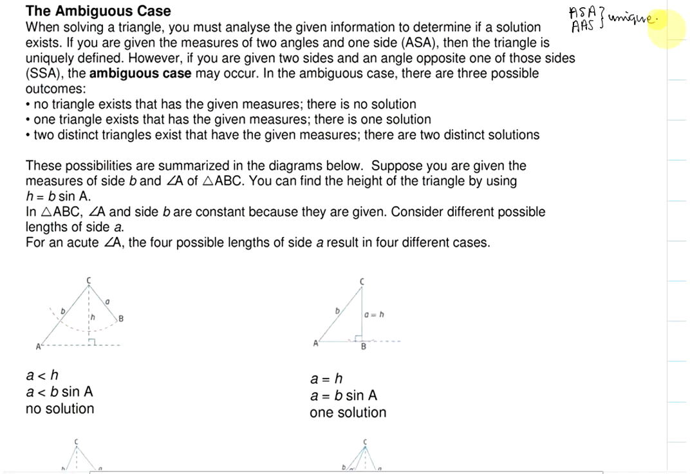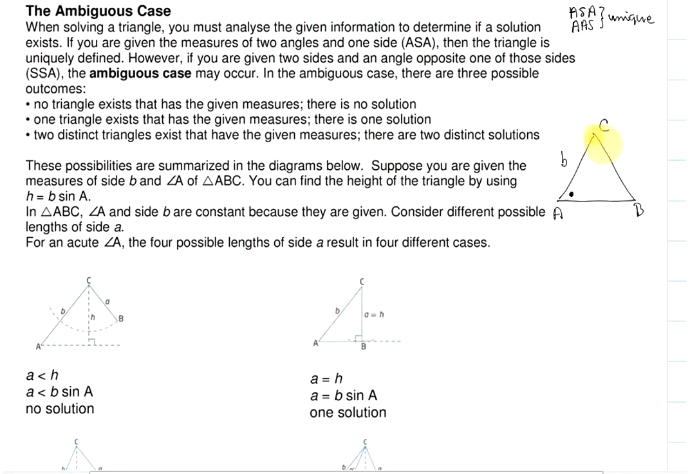Suppose that you are given the measures of side B and angle A of triangle ABC. You can then find the height of the triangle by using h equals b sine A. So let's see where they get that from. So let's draw a triangle, A, B, and C. And we know angle A, so I'm going to put a dot in that vertex there to show you we know that angle. And we are given side B, so I'll label side B.